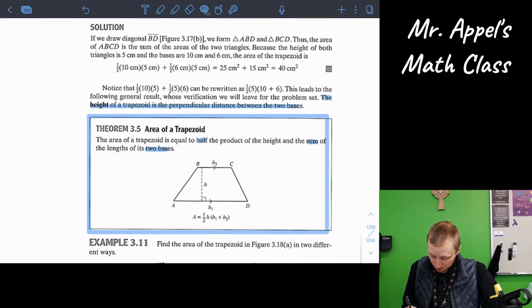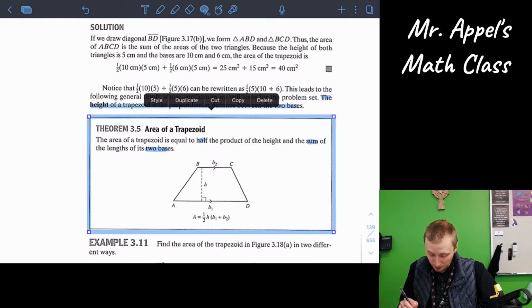Hey, rectangle, could you be a little bit... There we go, that's better.